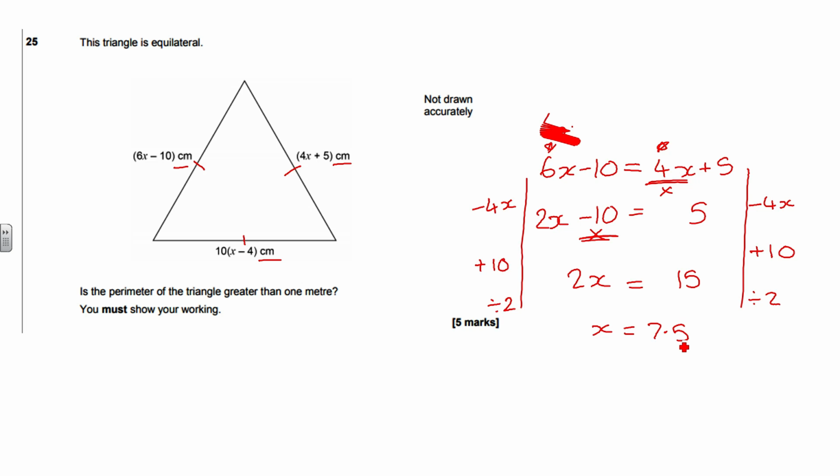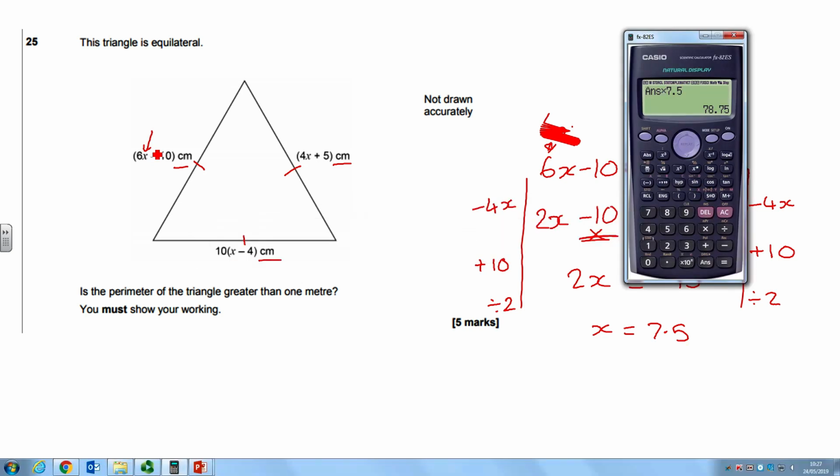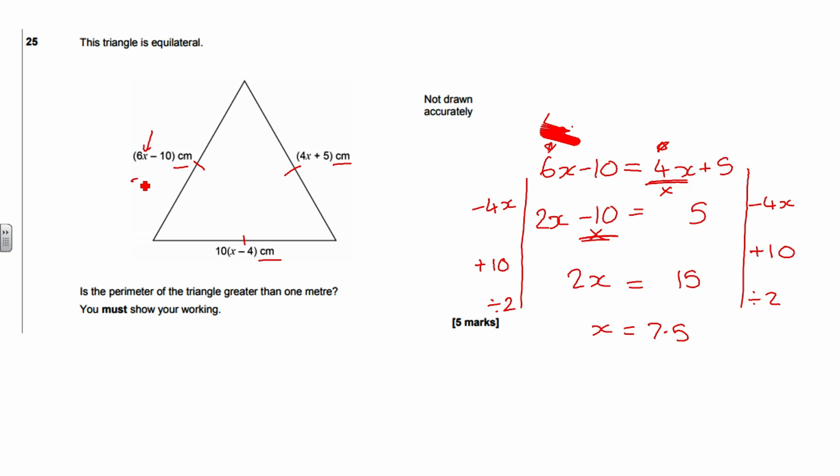So now that we know that x is 7.5, we can go back into here with 7.5 to work out how long that side actually is. So we'll do 6 times by 7.5 is 45, take away 10 is 35. So that tells me that according to my x value, this is 35 centimetres.